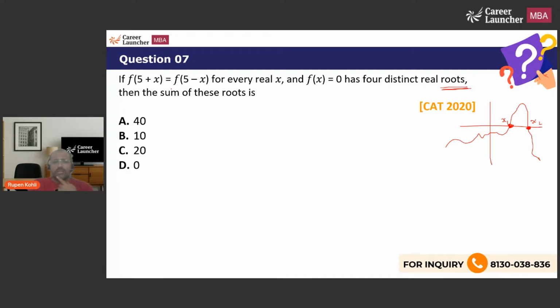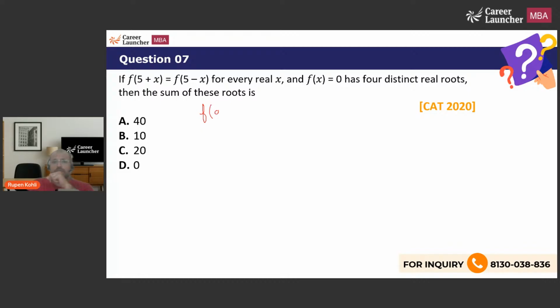Right? Now, what does this tell us? f(5 + x) = f(5 - x). This has to be used to be able to find the sum of the roots. Very interesting. Now, you see, this is a standard functional equation, right? An equation which is always valid for a given function is called a functional equation. Now, this is basically a standard notation.